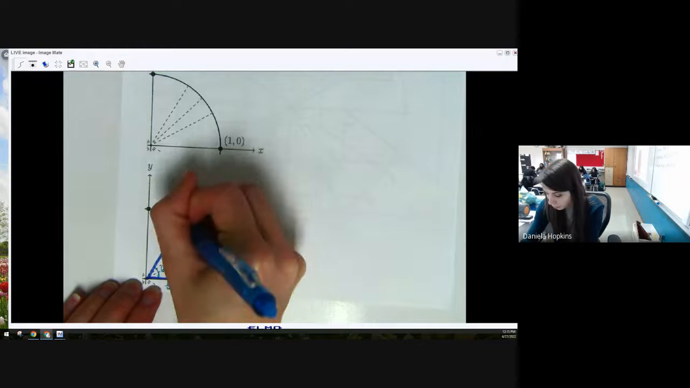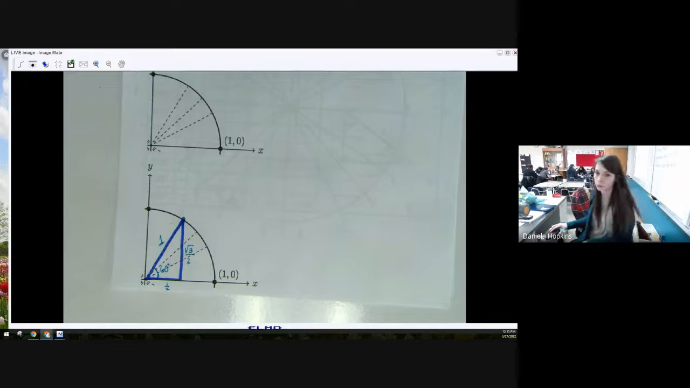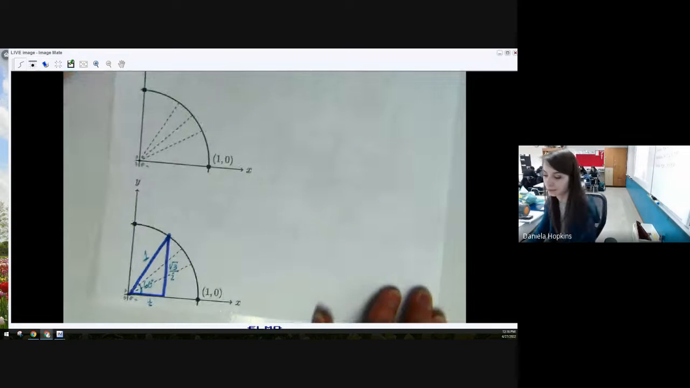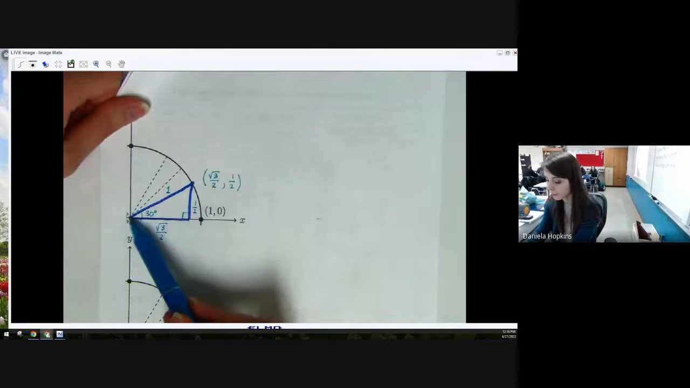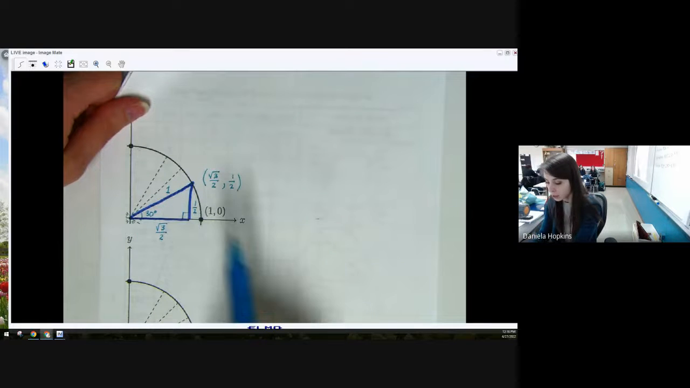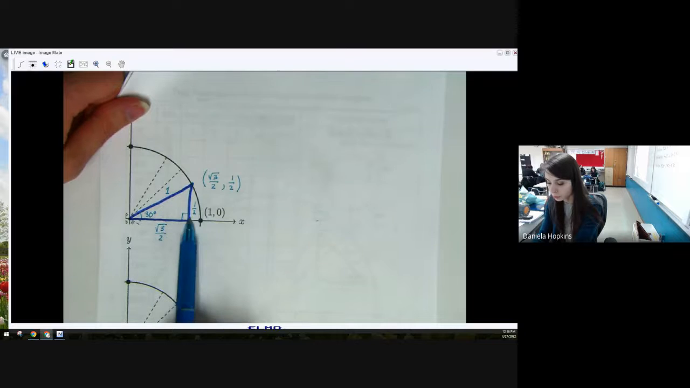Do you all kind of remember those rules from the 30, 60, 90? Sort of. No? Go back. Can you go back to the top one? Yes. So the top one, our radius here, our hypotenuse of our triangle is 1. So the rule would then make this square root of 3 over 2 and this one 1/2.